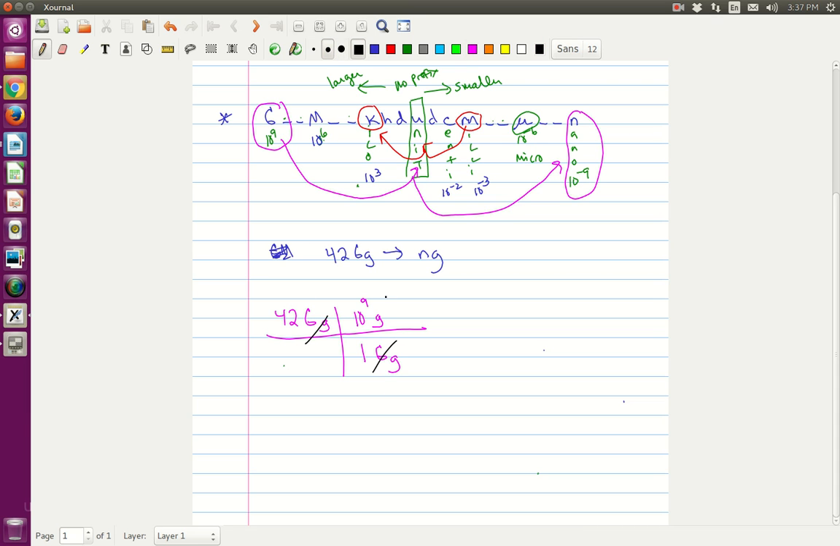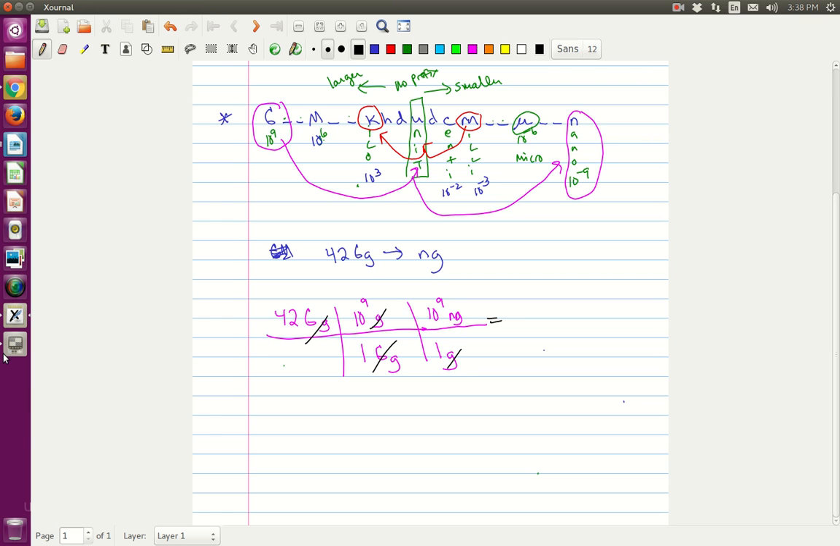Okay? So now I can cancel. Gigagrams cancel out. And let's put it back in. Now we're going to go from grams to nanograms. A nanogram is a negative 9, so that means it takes 10 to the 9 nanograms in 1 gram. So there are 10 to the 9 nanograms in 1 gram. Okay? So we cancel out grams and grams. And that's going to give us our final answer.